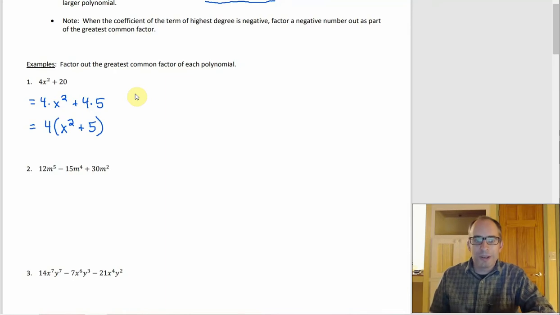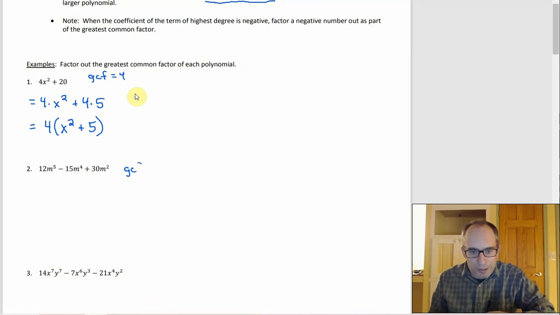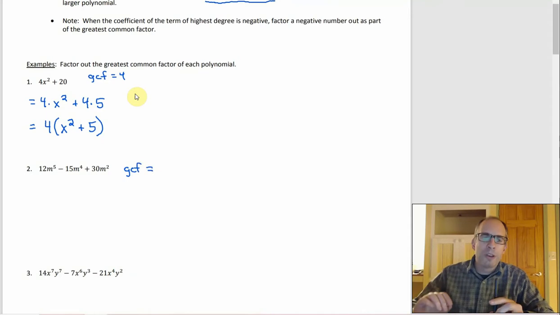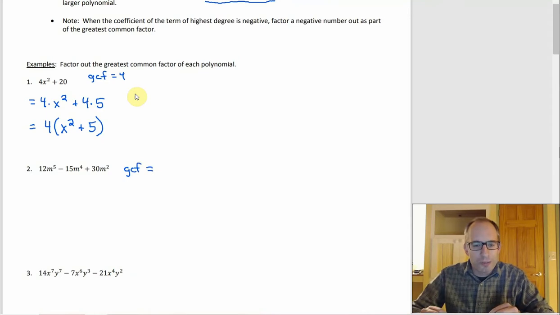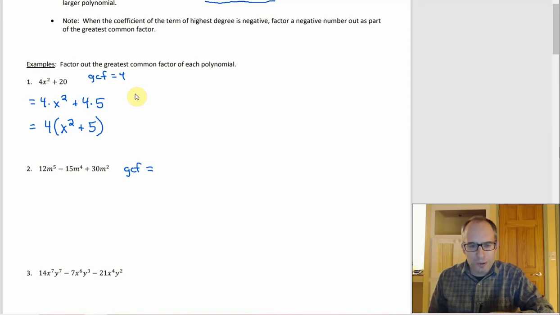All right, so then here, I guess I didn't write it out, but what we ended up with for the greatest common factor was 4, right? Because that's what we factored out of both of those terms. Here, it's going to be a multi-step process, so we'll see what we get. With the greatest common factor, all right, coefficients 12, 15, and 30. Those are all divisible by 3, but nothing bigger than that. So 3 is going to be part of this. And then we've got an m to the 5th, m to the 4th, and an m squared.